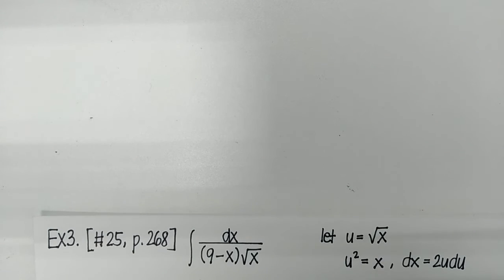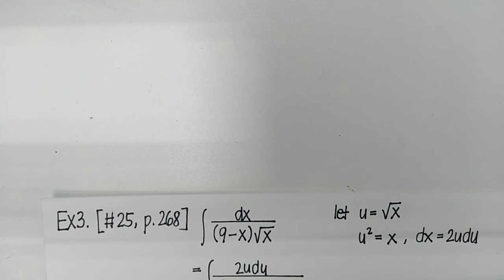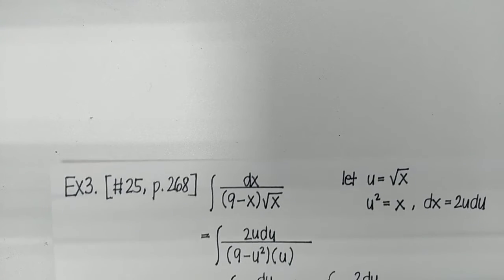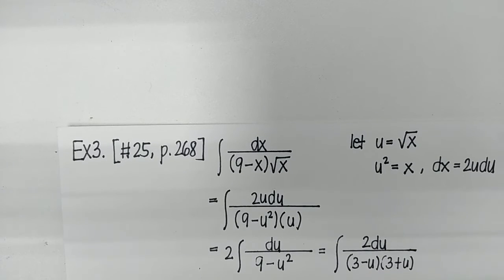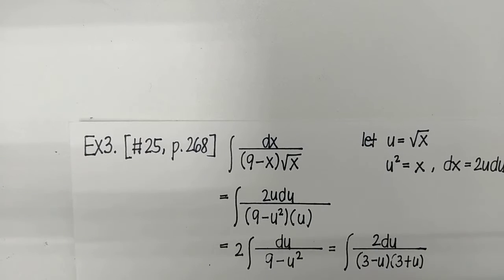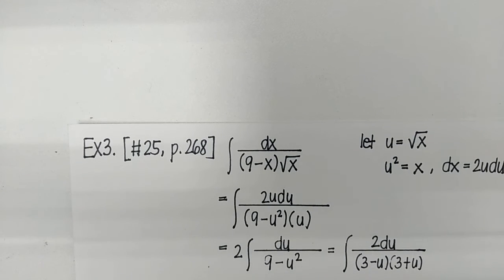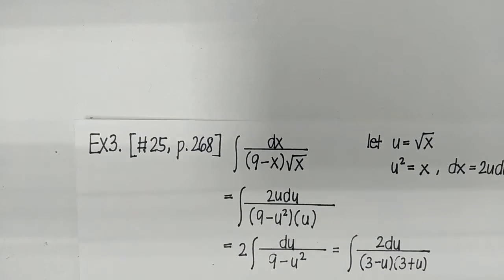So with that, your dx now becomes 2u du, and as for your denominator, you now get 9 minus u squared times u. This we can now easily handle. 9 minus u squared, we can easily factor out to give us 3 minus u times 3 plus u. And now we try to apply our method of partial fractions to integrate this integrand. So decomposing our integrand over here into partial fractions, we now get the following.